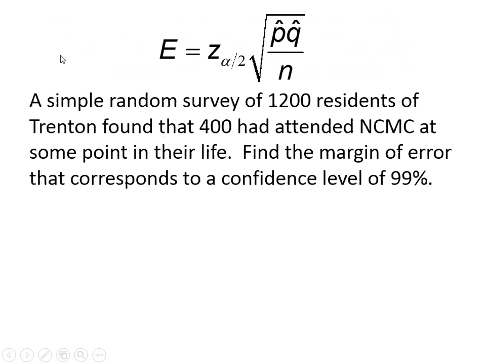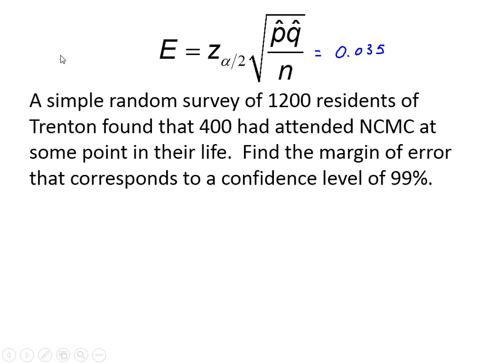And so we looked at this example where we had a simple random survey of 1,200 residents of Trenton, and found that 400 had attended NCMC at some point in their life, and the margin of error that corresponds to a confidence level of 99%. So when we did this one, what did we end up getting for E? 0.035? Okay, that sounds better.